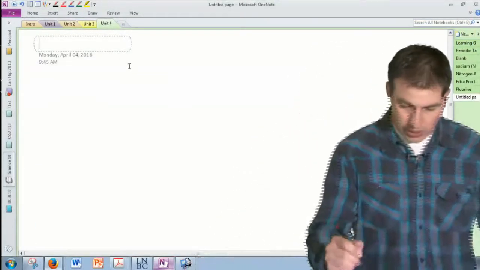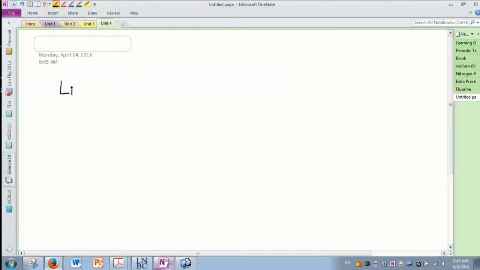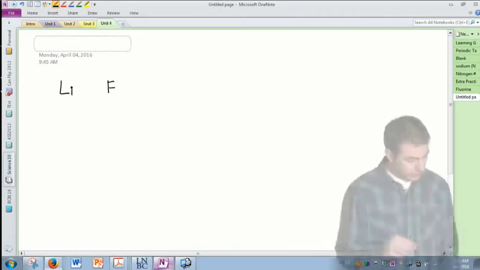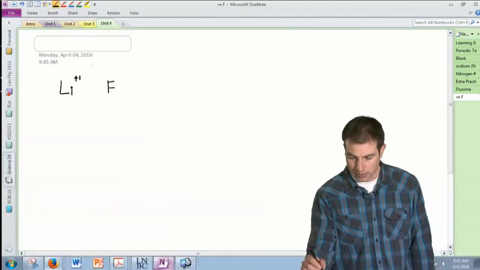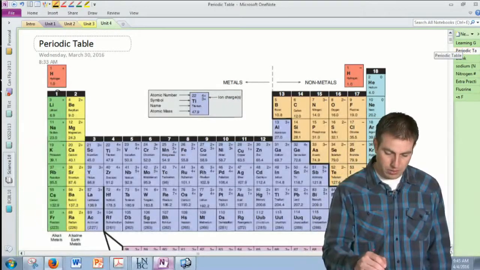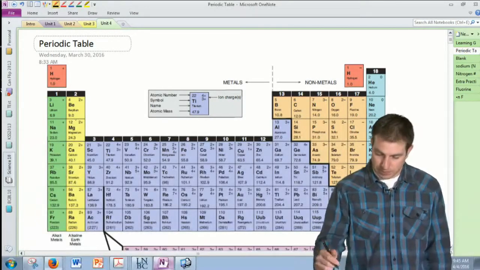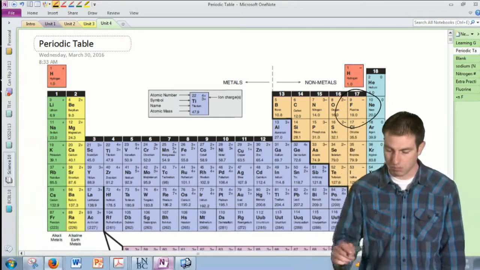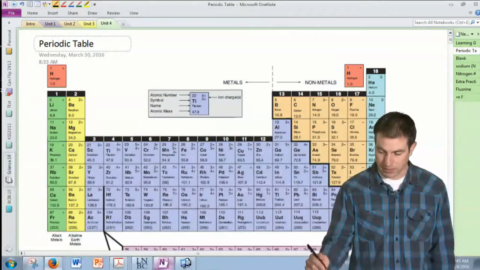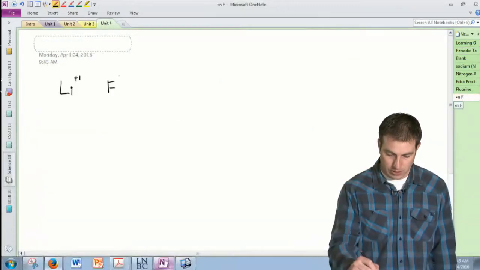All right, so lithium and fluorine. Lithium's Li, fluorine is F. Lithium on the periodic table is element number 3, and it has a charge of +1. It just says plus on your periodic table, but it's 1. So here's lithium. And then fluorine, it's over here on this side, and it has a charge of -1, although it just says minus, which is okay. So that's -1.